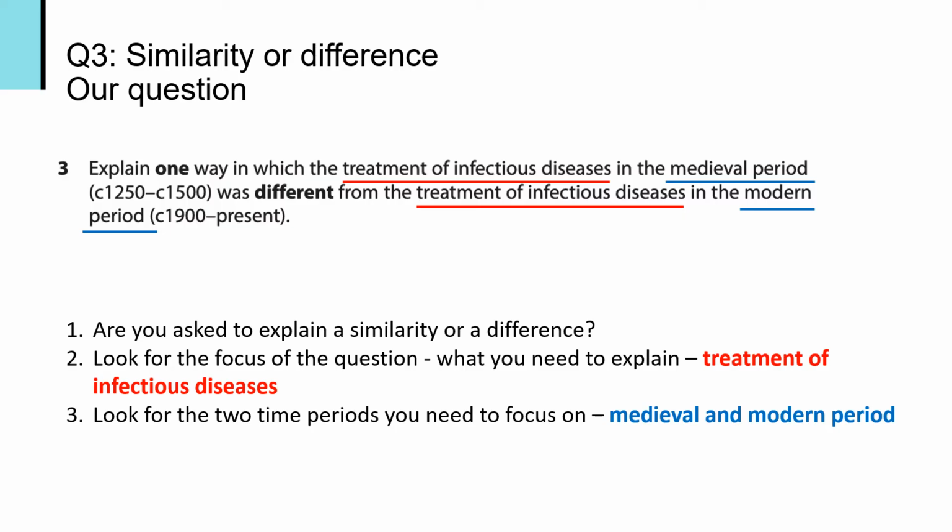Today we are going to look at this question from the Medicine in Britain paper. Explain one way in which the treatment of infectious diseases in the medieval period, circa 1250 to circa 1500, was different from the treatment of infectious diseases in the modern period, circa 1900 to present.